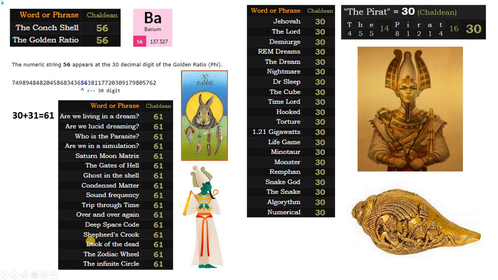And here I put a picture of Osiris because he has a shepherd's crook, and Osiris was a shepherd. And our modern religions have copied this figure of Osiris when they say the God is my shepherd. And this is an Osiris worship. Then we have Book of the Dead linked to Osiris, of course. Then the zodiac wheel, and the infinite circle that is pi, and we are stuck in pi.